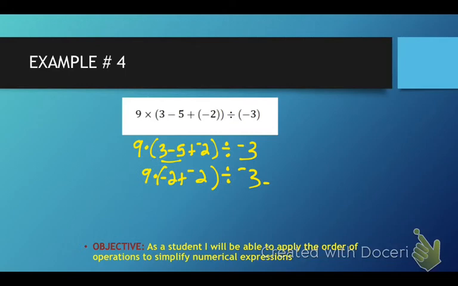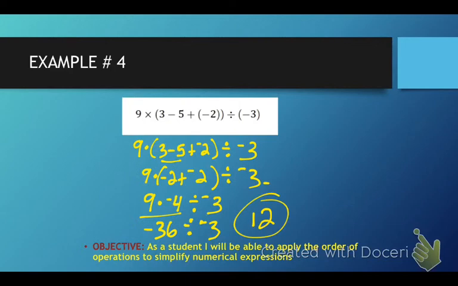Negative 2 plus a negative 2, those are both bills, so 9 times negative 4 divided by negative 3. Now we have multiply and divide, and we work from left to right. 9 times negative 4 is negative 36, divided by negative 3. A negative divided by a negative is going to give us a positive. So our answer should be a positive 12. And that's our answer.